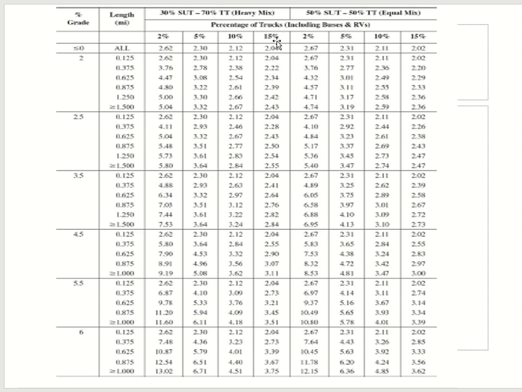Percentage of trucks 15%. Okay, if you cannot see the number, don't worry. I will tell you the number. If I go to the slideshow, it doesn't record properly. So, yeah, close lights, close door, close the campus, no problem. Just don't sleep. Okay, 15% trucks.